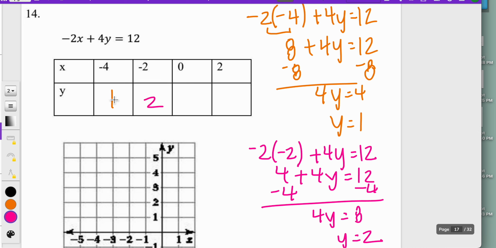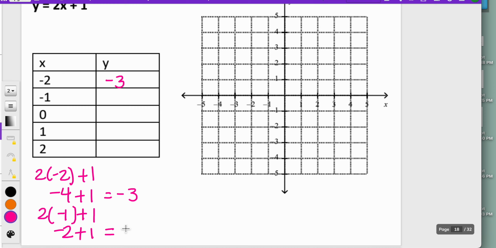Our last one, complete the table for the linear equation. I'm just going to plug in these numbers. So starting with 2 times -2 plus 1. 2 times -2 is -4, and -4 plus 1 is -3. Then I'll do my -1. 2 times -1 plus 1. 2 times -1 is -2, and -2 plus 1 is -1.